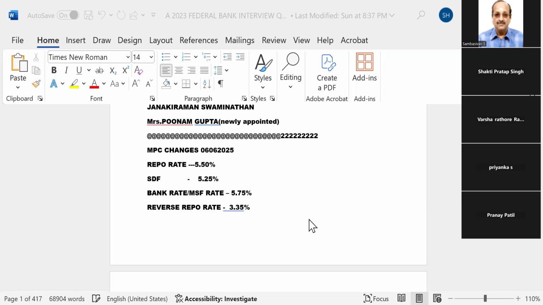Then SDF, standing deposit facility, is 5.25. This is the rate at which Reserve Bank of India takes surplus cash from the banks into its account, and it pays an interest rate of 5.25%.